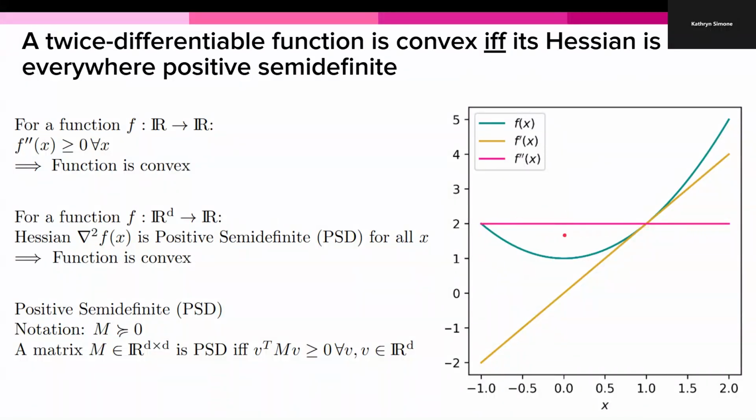This is actually an example of a strictly convex function, as it's not only greater than or equal to 0 for all x, but also satisfies the stricter condition of being greater than 0 for all x. For higher dimensional twice differentiable functions mapping from R^d to the real number line, R, such functions are convex if and only if its Hessian, the matrix of second partial derivatives, is something called positive semi-definite, or PSD.